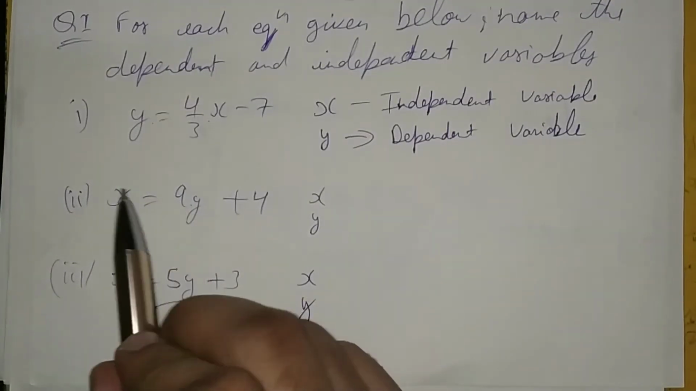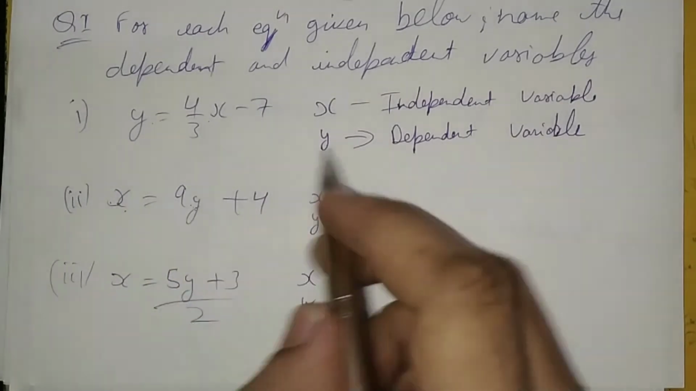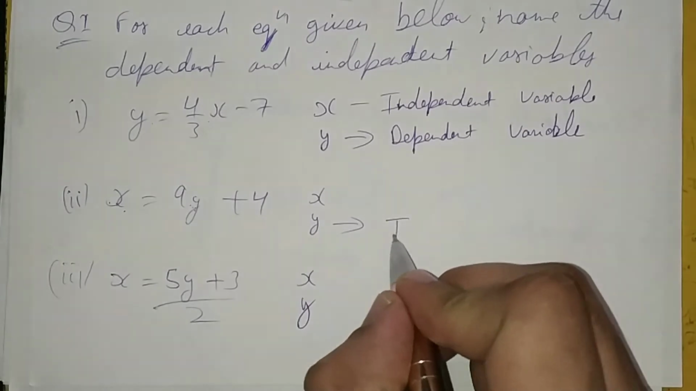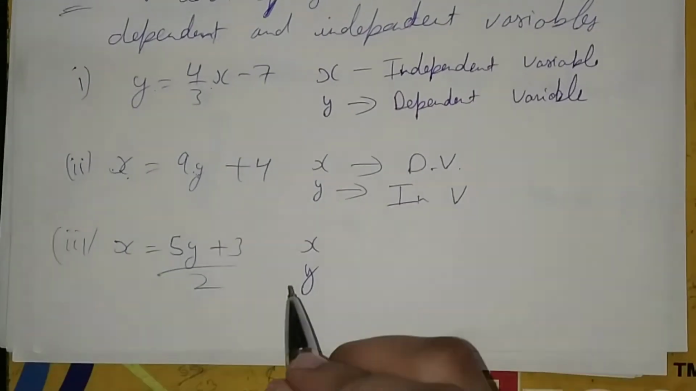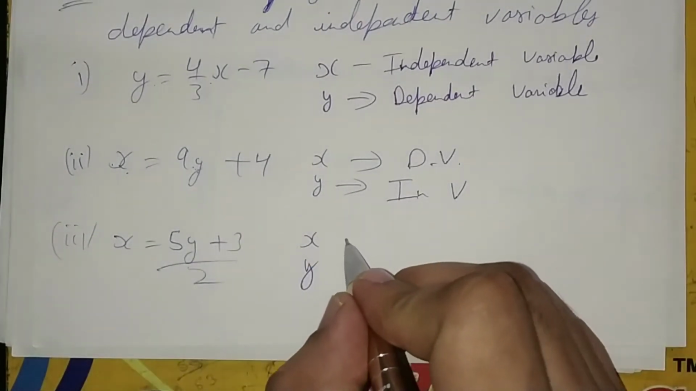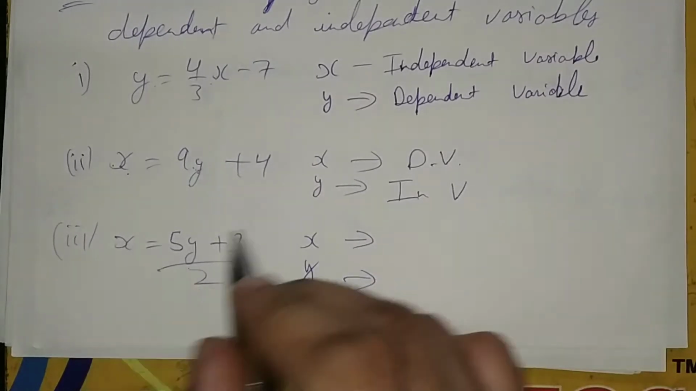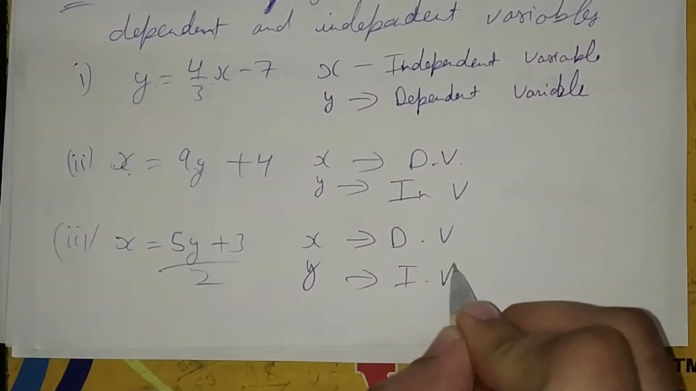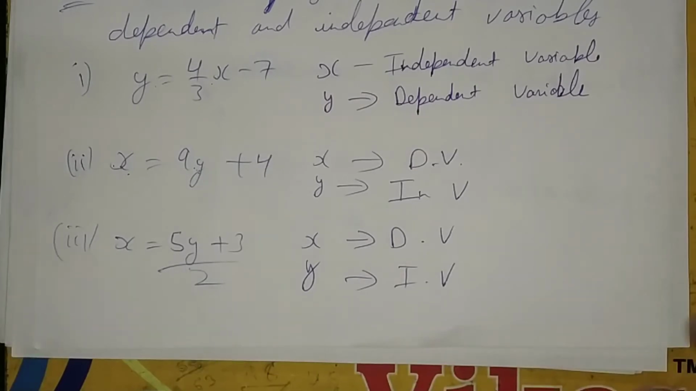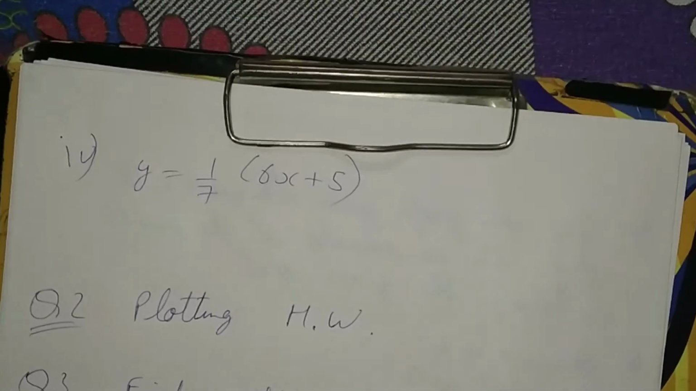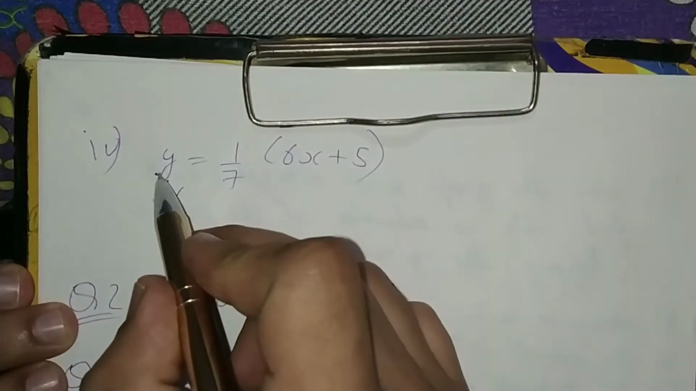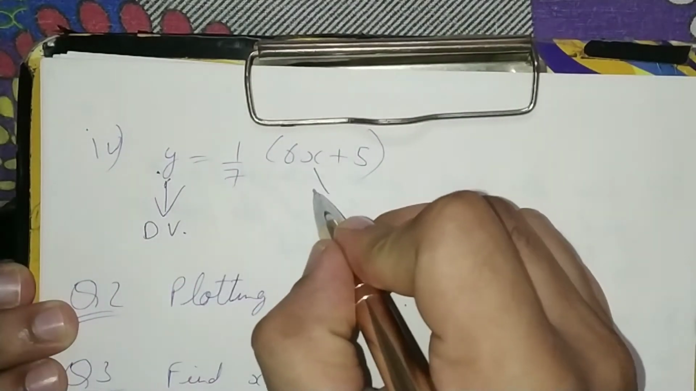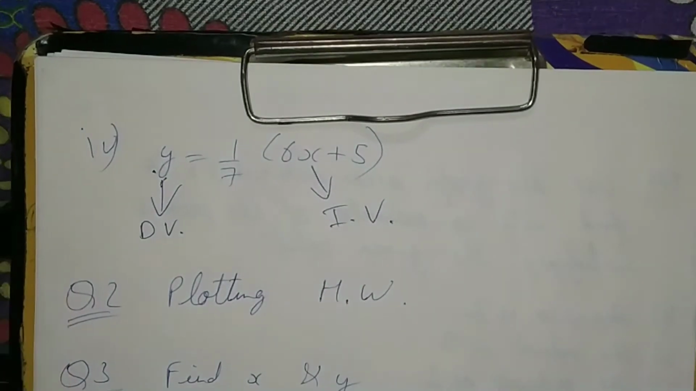Here the value of x depends upon the value of y, so y is the independent variable, x is the dependent variable. Here again x is the dependent variable, y is the independent variable. First question, last part. Again here y is the dependent variable, x is the independent variable. Okay, this was quite easy.